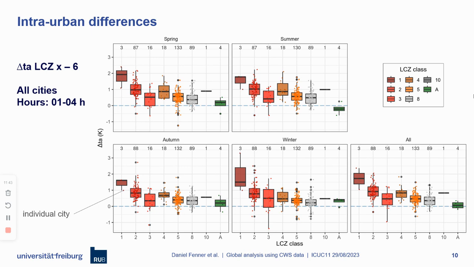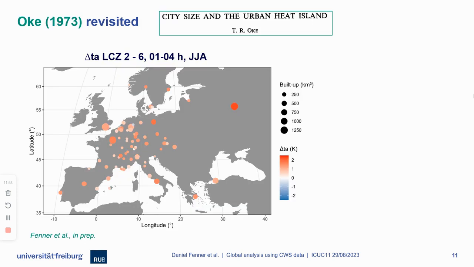So height would be here comparing LCZ1 with 4, for instance, and density would be comparing LCZ1, 2, and 3. I jump over the seasonality here because I really want to present this as a last highlight. So being 50 years after the very famous paper of Tim Oke on city size and the urban heat island, we thought this would be a great chance to actually revisit this on a much larger database.